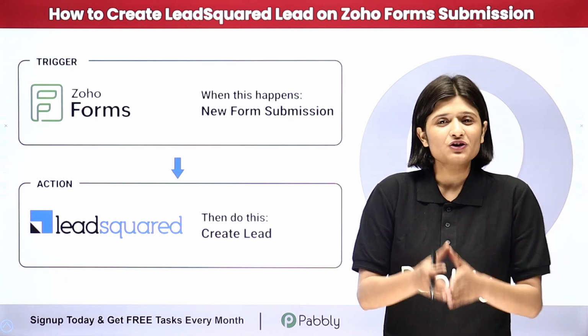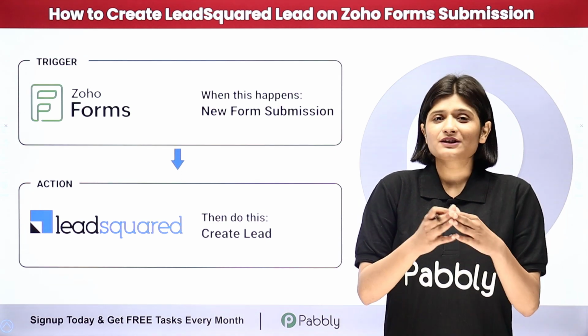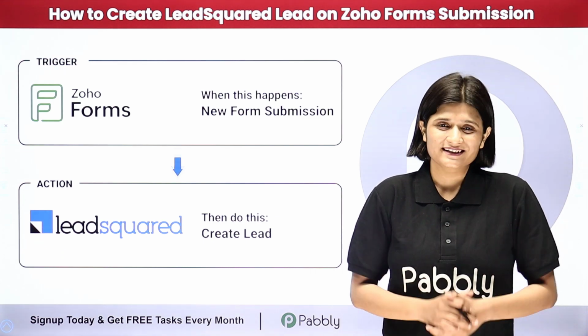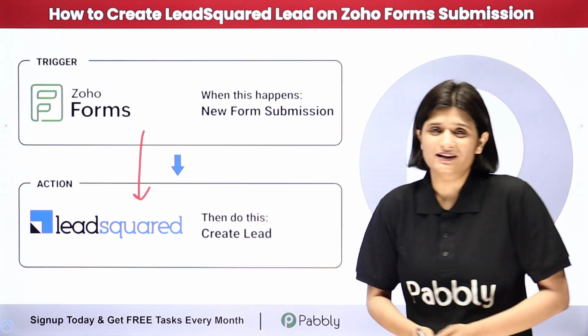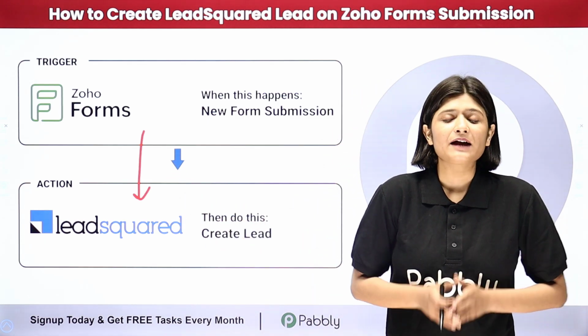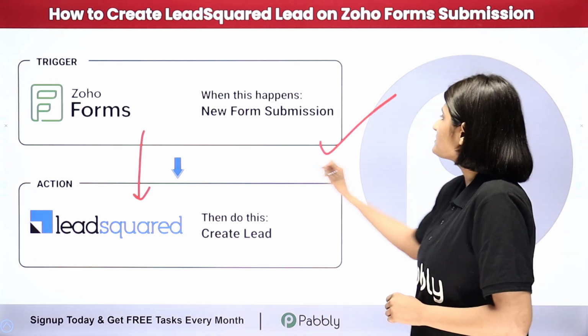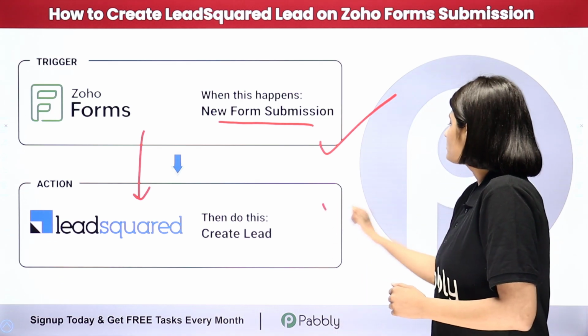process, and to do this automation I am going to use Pabbly Connect. Pabbly Connect is an amazing automation and integration software which requires no coding or programming skills. Here I just need to build a connection between Zoho Forms and LeadSquared. With the help of Pabbly Connect, I am going to build this connection in such a way that whenever I receive a new form submission in my Zoho Forms, a lead will be automatically created in my LeadSquared account.